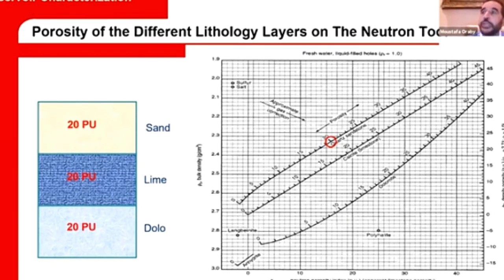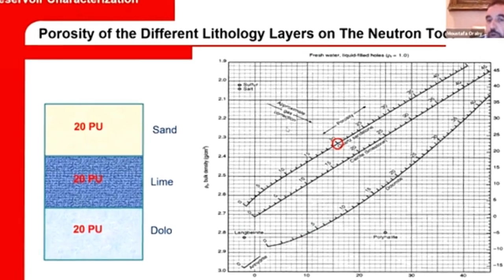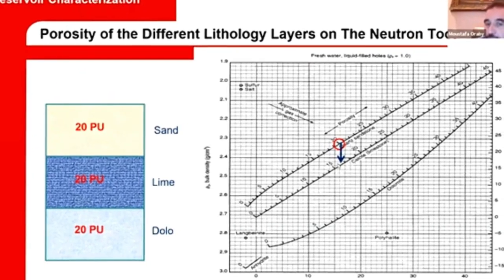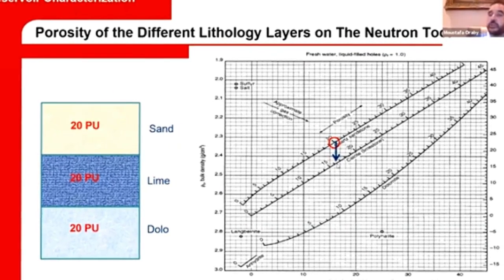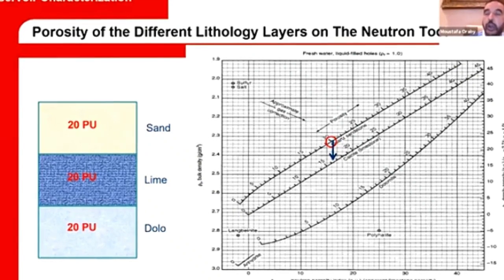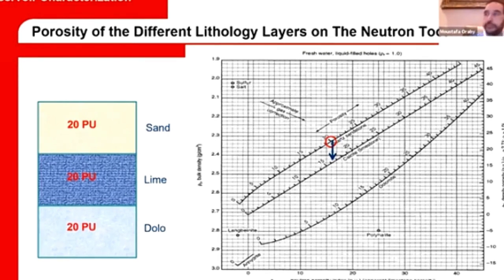What will this 20 be on limestone scale, because the API is forcing me to put everything on limestone scale. So all you need to do is send an arrow from this point all the way to the limestone and read it. So I will take an arrow here and I will read this. This is 15, 16 and a half. So the 20 PU on sandstone scale will be 16 and a half on limestone scale.